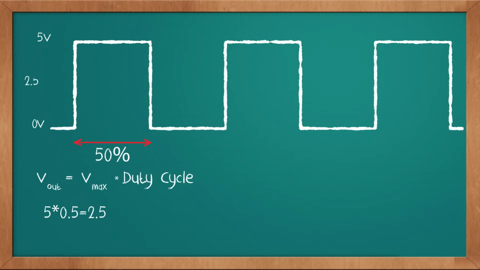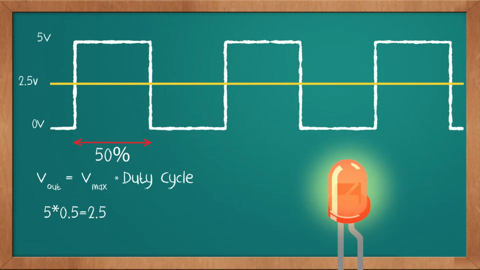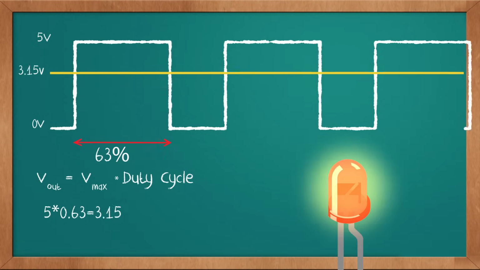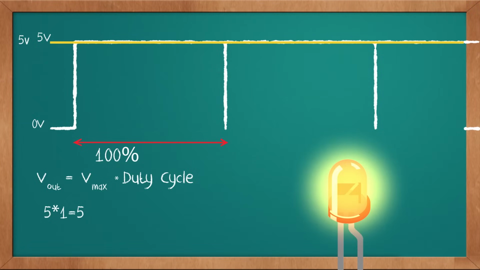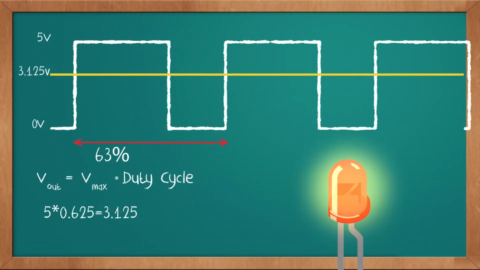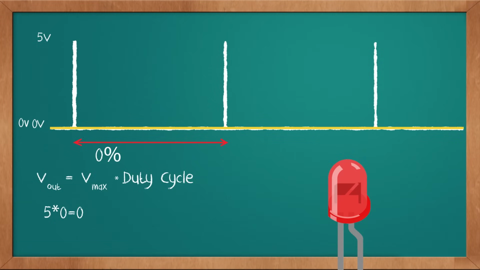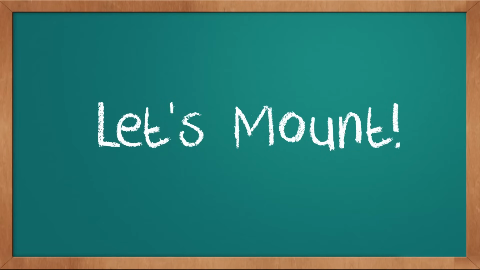Let's see what happens to the different components of the wave when I increase the duty cycle. As you can see, when I increase the duty cycle, the output voltage also increases. And when I decrease the duty cycle, the output voltage also decreases. Keep in mind that the output voltage can only oscillate between the minimum and the maximum of the PWM signal. Now, let me show you this example in real life.